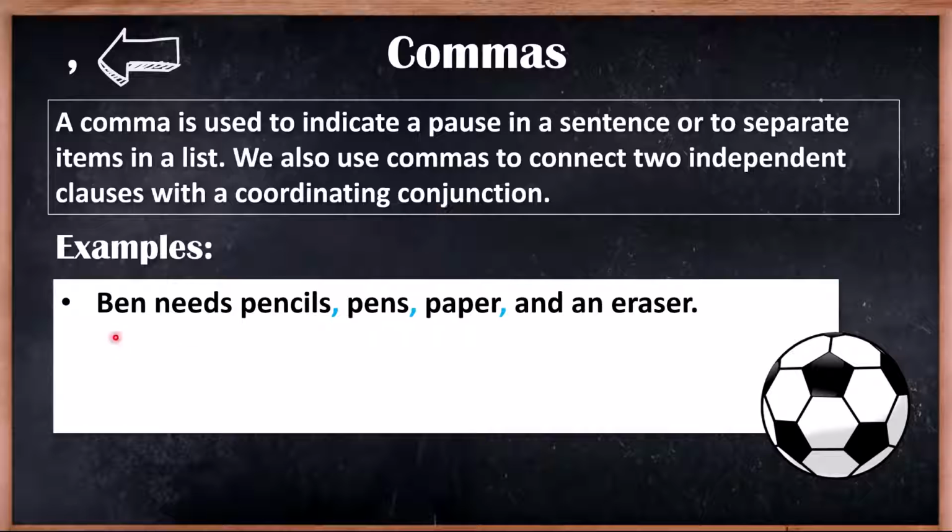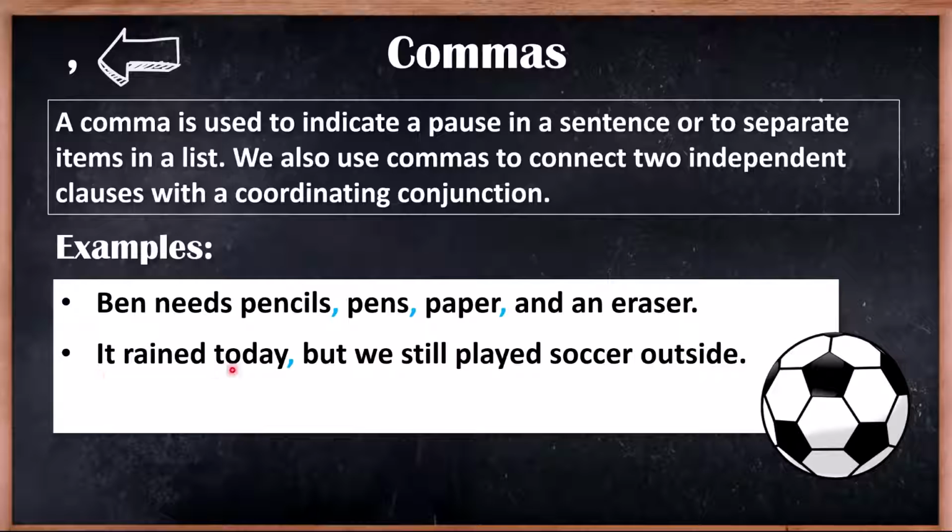For example, Ben needs pencils, comma, pens, comma, paper, comma, and an eraser. Now this comma before the conjunction and is called the Oxford comma. Some people say use it, other people say don't, and it depends on the style guide that you are using. I would recommend you ask your English teacher if you are in school how they prefer you to use this comma, because technically it's correct with or without, it just depends on the style guide.